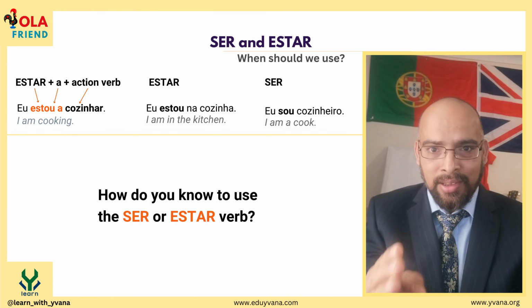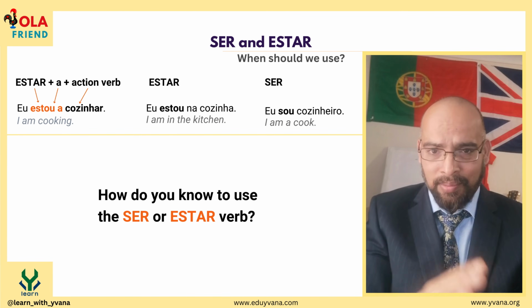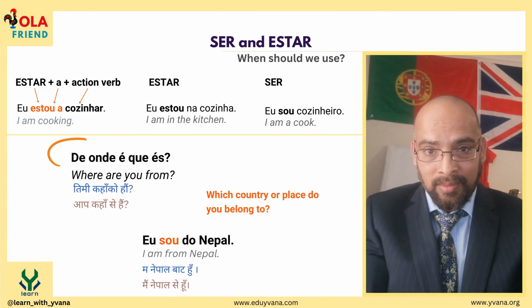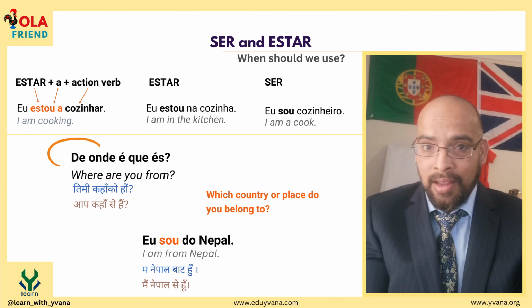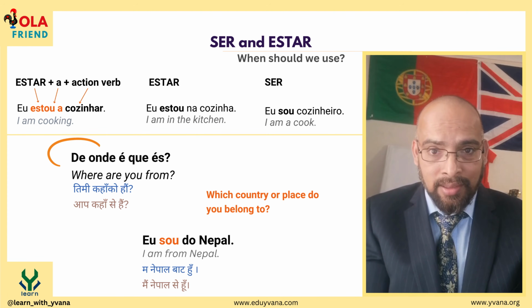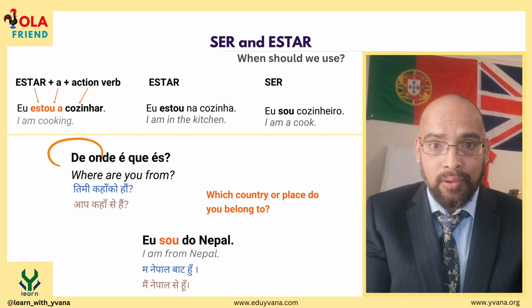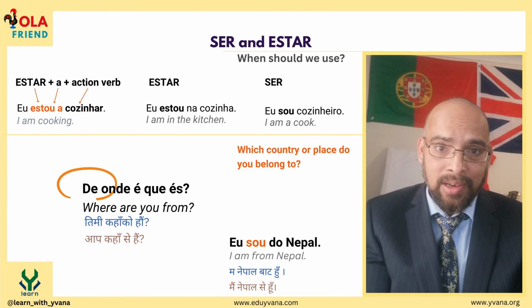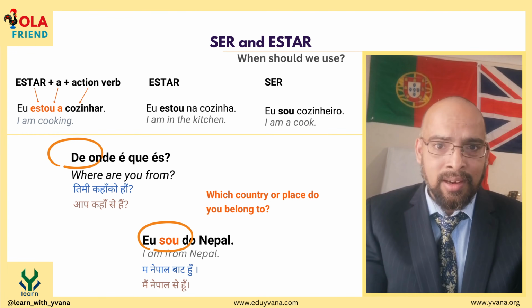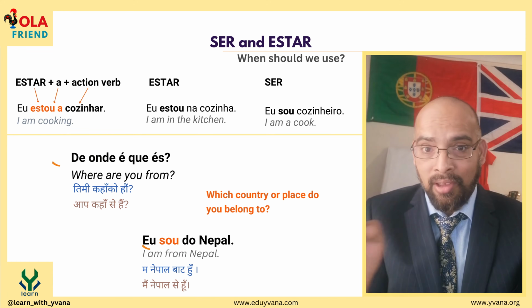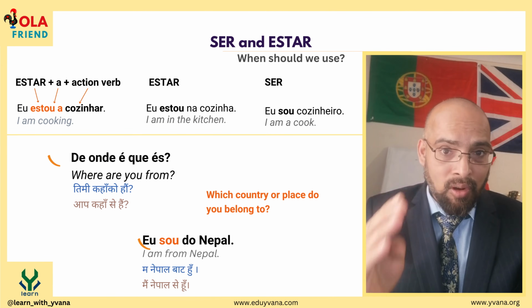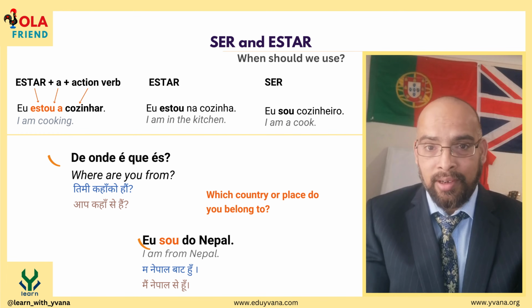Here I noticed most of the students have some confusion. De onde é que és? Here, the preposition de suggests that the question asks where are you from? That normally means your native country. So if in the question you see de, that means you have to use the SER verb and talk about your native country.